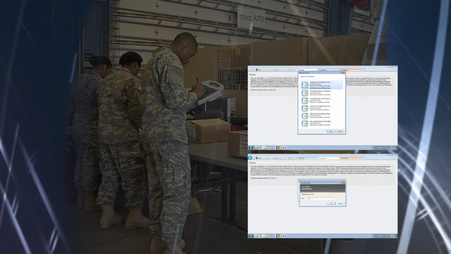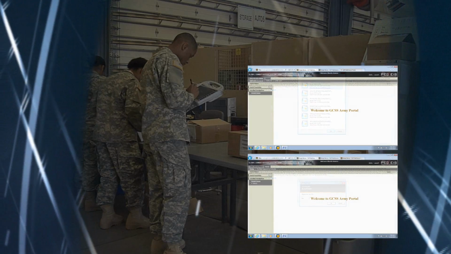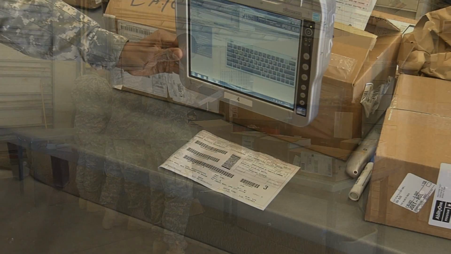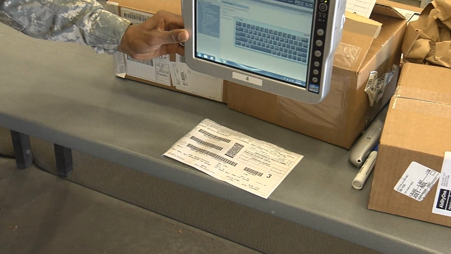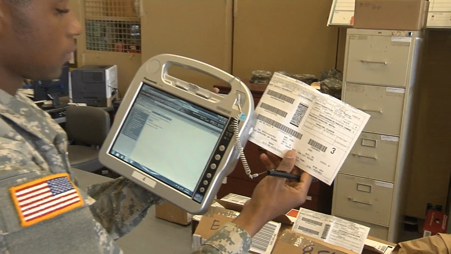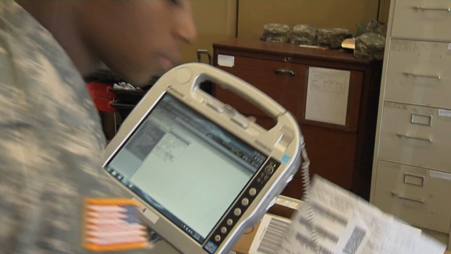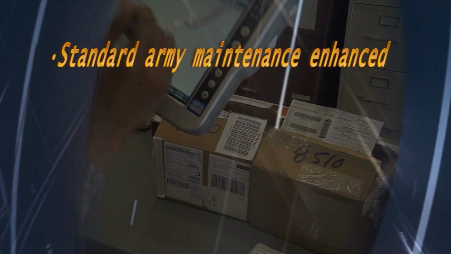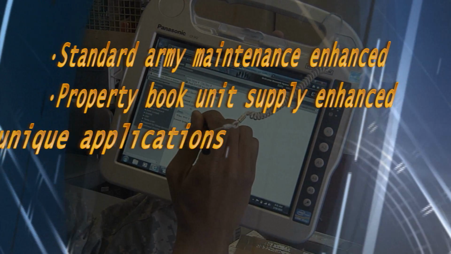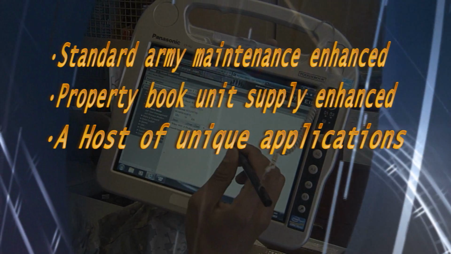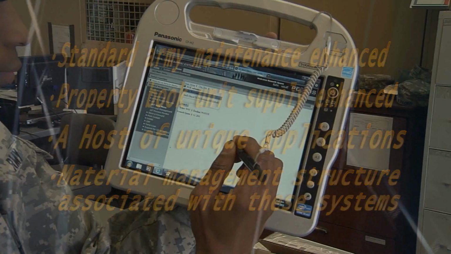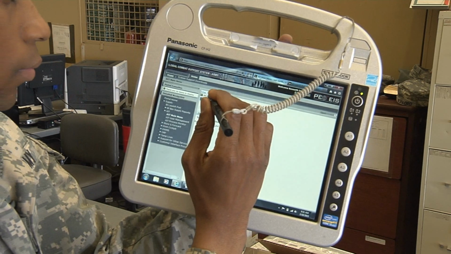GCSS-ARMY was developed by leveraging the state-of-the-art Enterprise Resource Planning (ERP) software known as SAP. GCSS-ARMY will replace the existing suite of legacy STAMIS, which includes the Standard Army Retail Supply System, Standard Army Maintenance System Enhanced, Property Book Unit Supply Enhanced, a host of unique applications, and the material management structure associated with these systems. The benefits of GCSS-ARMY are many.